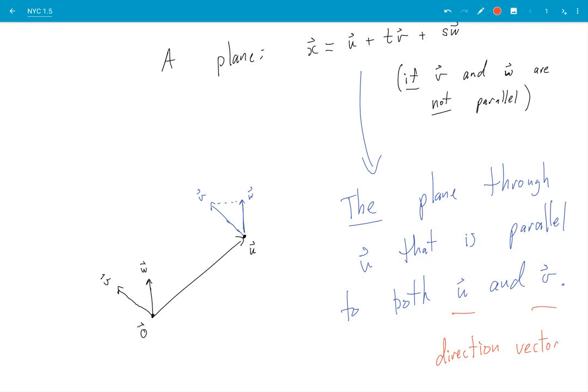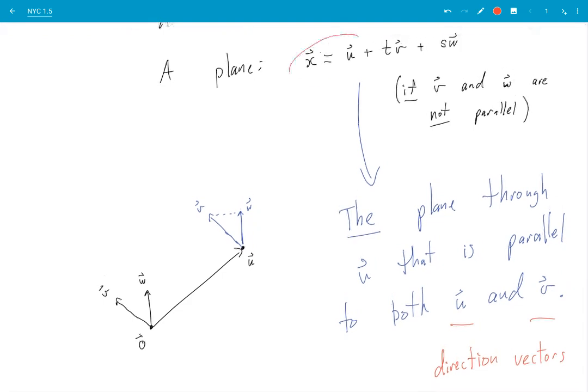Okay, so again, the plane, when we write this equation down, you have the origin here. You've got the tip of your vector u here. And there's this triangle floating in space. The plane we're talking about here is the plane that contains this triangle.